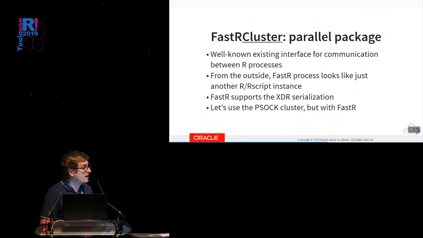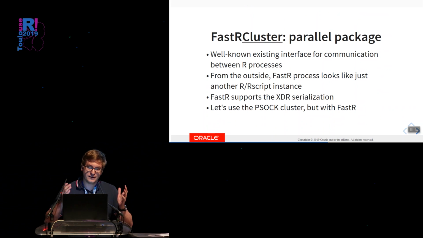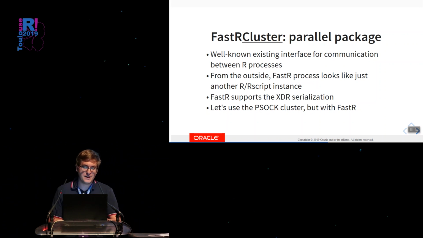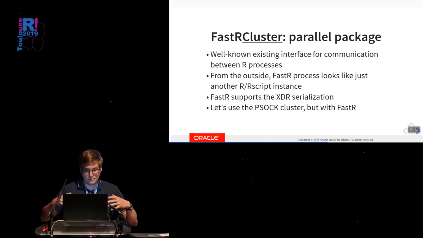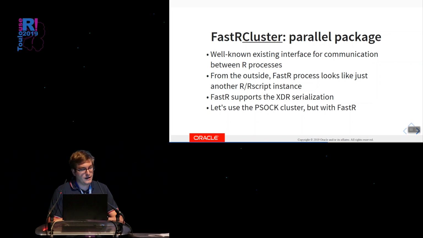So now we talked about FastR, and the title of the talk is FastRCluster. So let's focus on the second part, the cluster part. It refers to the parallel package, where you can create PSOCK clusters. A PSOCK cluster is basically another R process that can run on your machine or on a different machine, and that's spawned by your main R process, and then you can offload some computations to that process, and there is a protocol with which those two processes communicate.